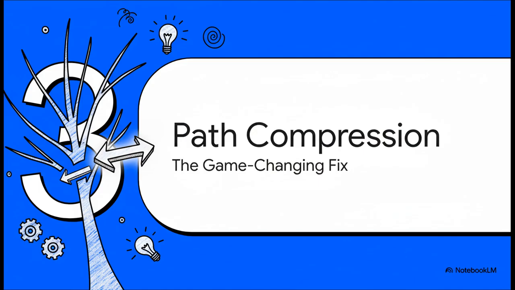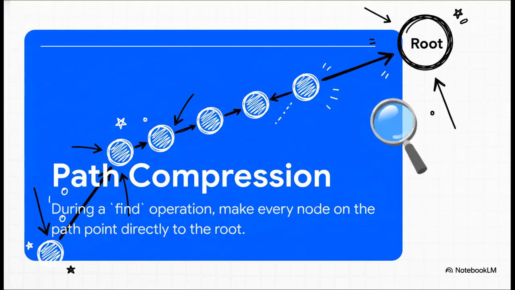Okay, this is where the real genius of union-find comes in. To fix our sad little conga line problem, we're going to introduce an incredibly elegant, game-changing trick. This amazing shortcut is called path compression, and the idea is just so clever.